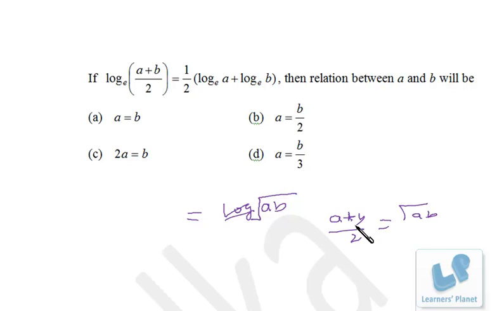That means arithmetic mean of two numbers is equal to their geometric mean. It happens only when both the numbers are equal. In a single case, it happens when both the numbers are equal. So a should be equal to b. This is the very basic property. Okay.